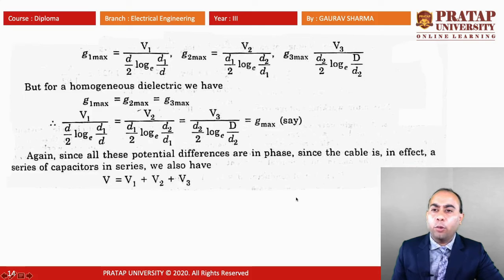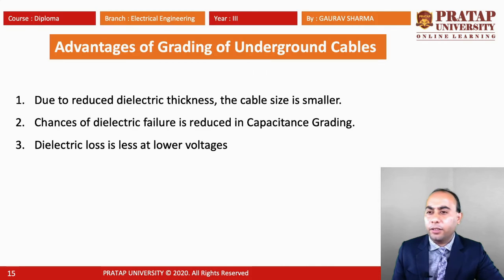For the homogeneous dielectric, we have G1 maximum is equal to G2 maximum is equal to G3 maximum. So we put all three equal, which is equal to G max. And also we can say that since all these potential differences are in phase, since the cable is in fact a series of capacitors in series, V is equal to V1 plus V2 plus V3.